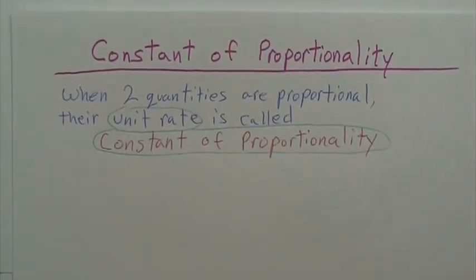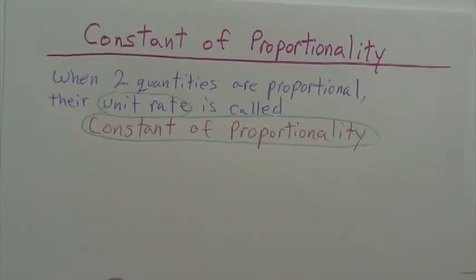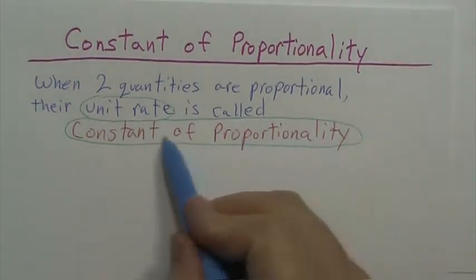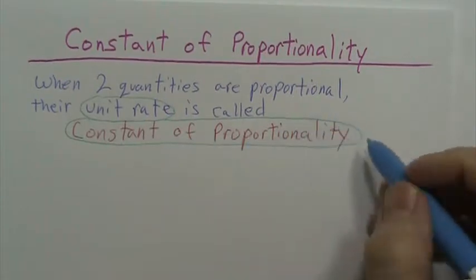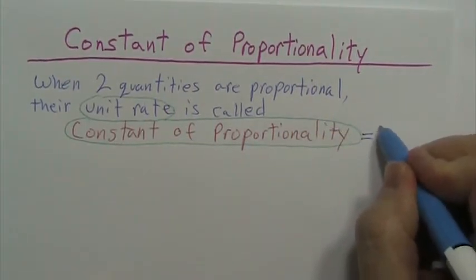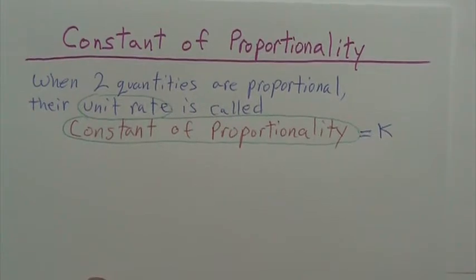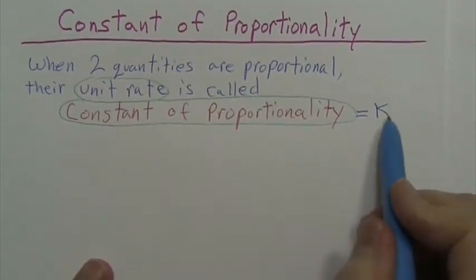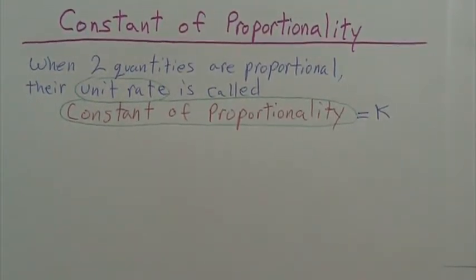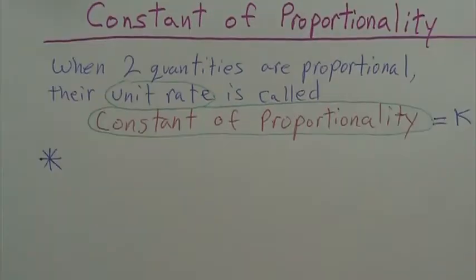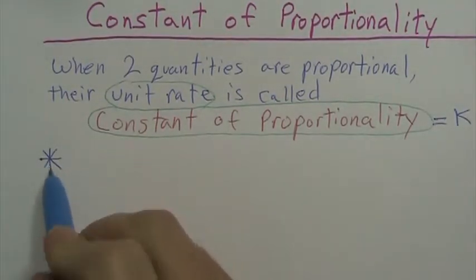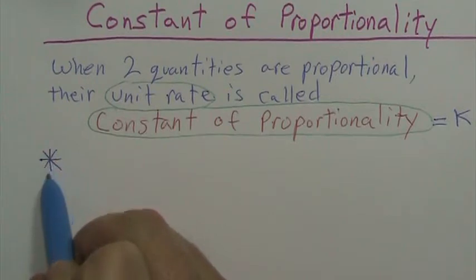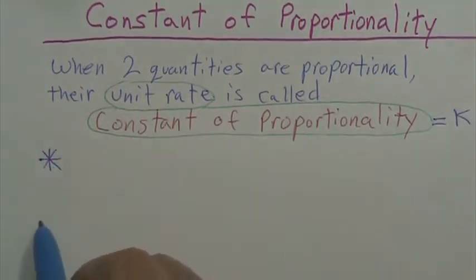when they're proportional. One other thing is that sometimes they give constant of proportionality a variable, and they'll give it the variable k. I don't know why they chose that, but they do. All right, so how do we find this? I put a little star, or asterisk, right there.